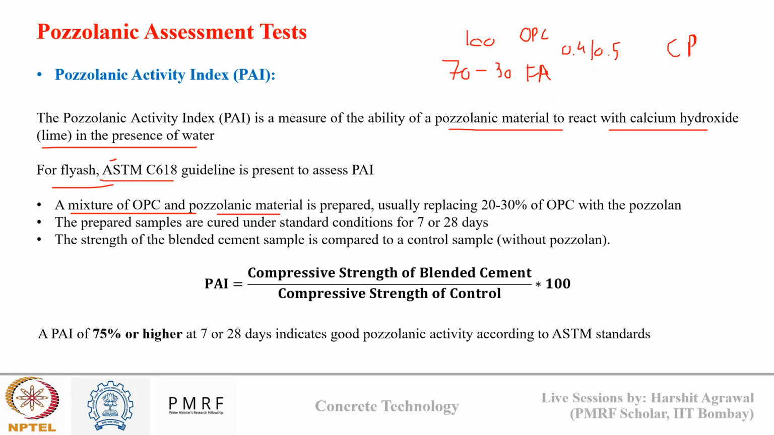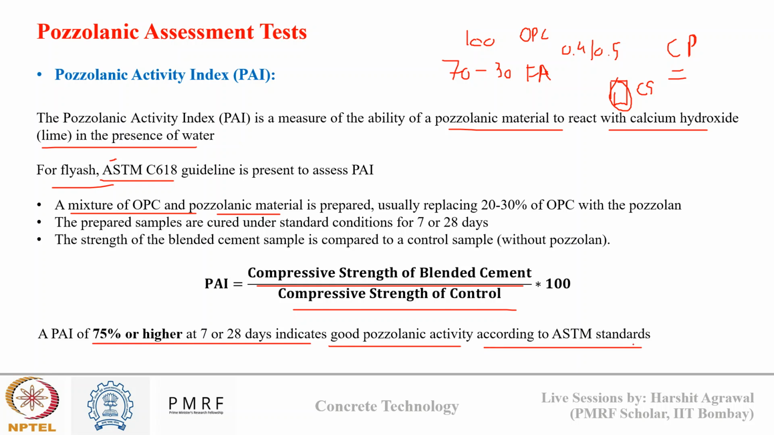Now my prepared paste, I will cast in the form of cubes. I will cure them for 28 days, and after that I will calculate the compressive strength of the cubes. So my Pozzolanic Activity Index is nothing but the ratio of the compressive strength of my blended cement to the compressive strength of my control. A PAI value of 75% or higher at 7 days and 28 days indicates good pozzolanic activity according to the ASTM standard. So this is one of the methods by which we can do a pozzolanic assessment of an SCM.